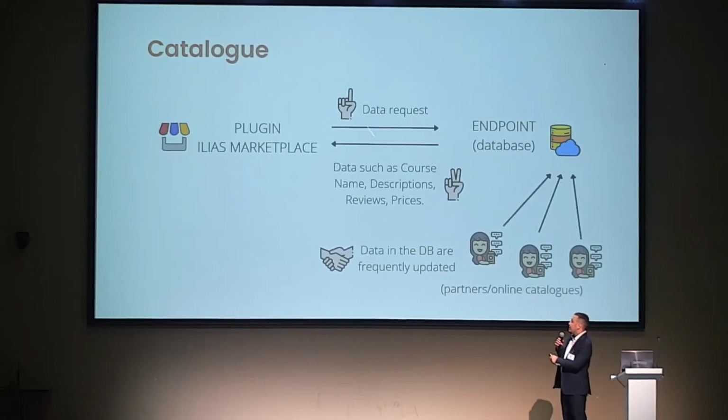There is a data request from the plugin to the database about the list of courses, so the catalog, and the database asks our partners, our online catalogs, the list of courses they have. So they are sent back to the plugin, and the data that are sent here are the courses, so the list of courses, names, descriptions, reviews, prices of the licenses. They come from the online catalogs to the ILIAS Marketplace plugin in your installation.